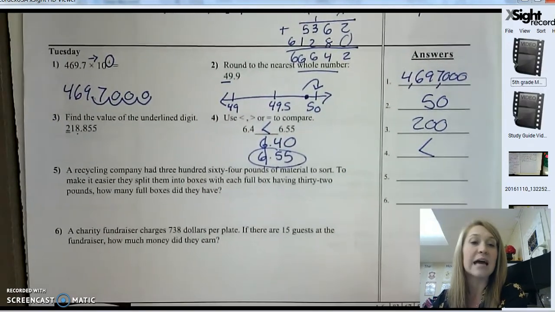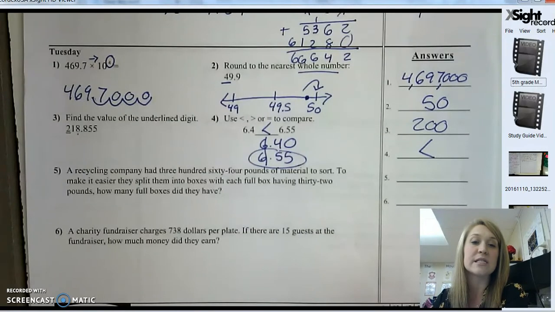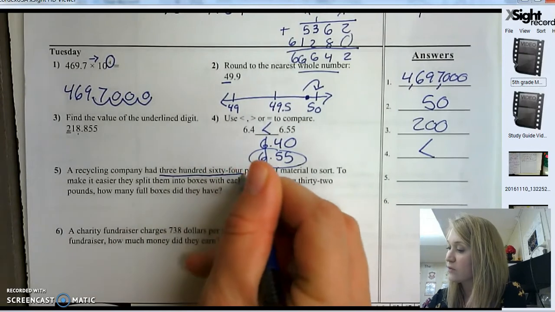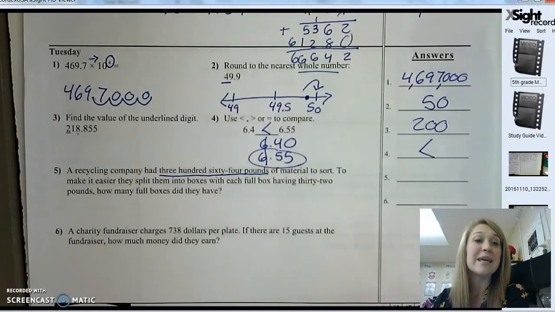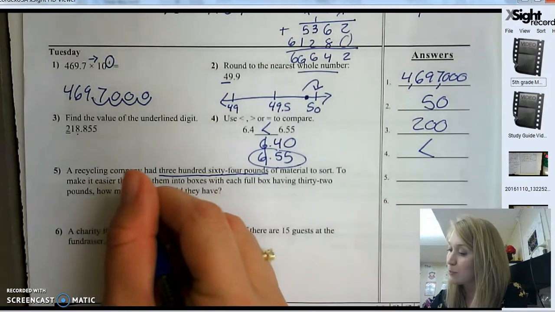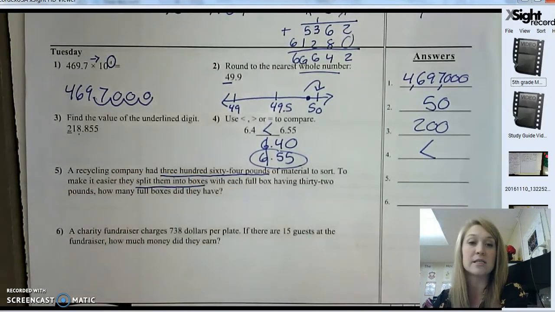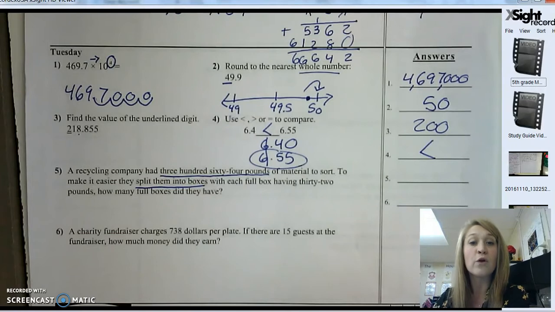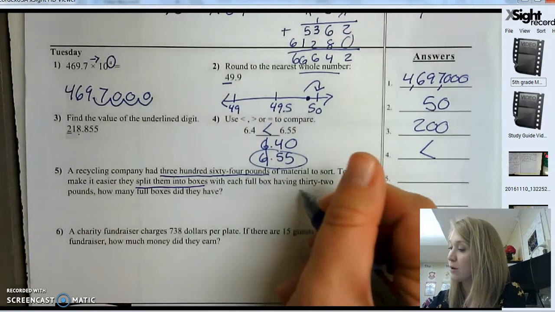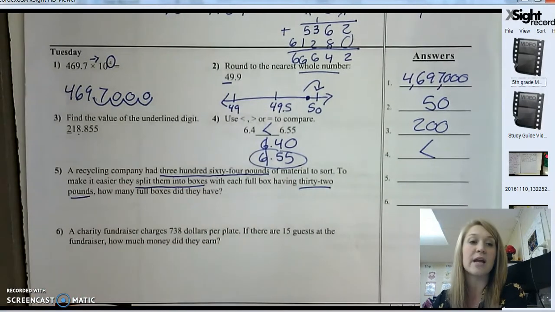Number 5, a recycling company had 364 pounds of materials to sort. To make it easier, they split them into boxes, with each full box having 32 pounds. So my boxes are going to have 32 pounds. How many full boxes did they have?